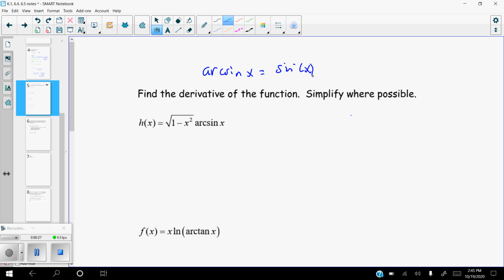They mean exactly the same thing. Arc has something to do with actually the arc of the circle and where the angle would be that's associated with it, which is why we call it arc, as opposed to maybe inverse, but they actually mean the same thing. Okay, so h of x here is the square root of 1 minus x squared times the arc sine of x.